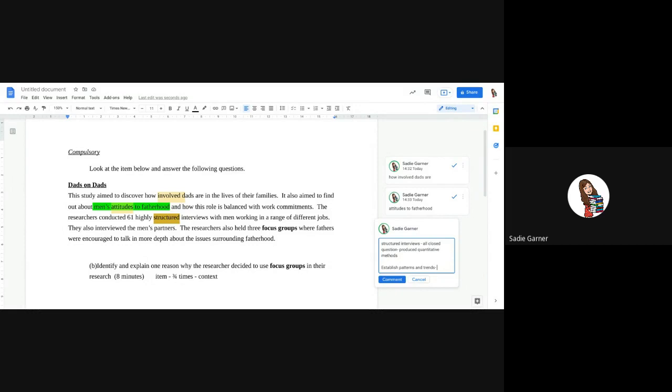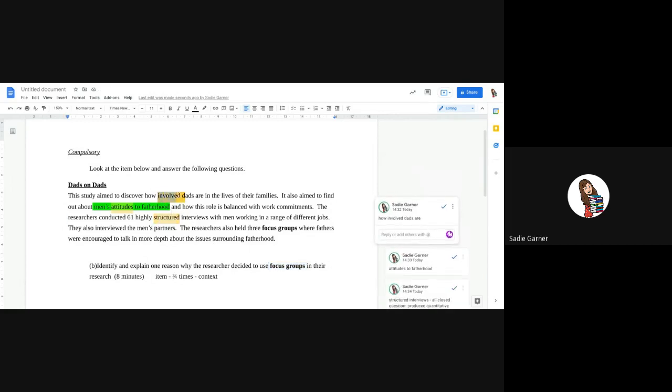Probably about their level of involvement, that part. You know, to what extent do they pick their children up? Do they take their children to, I don't know, swimming or lessons? So the structured interviews are all closed questions. They produce quantitative methods, and they will be there to establish patterns and trends. So probably their level of involvement. But the question is on focus groups, which is a qualitative method. But structured interviews are closed, and it probably helps us to understand the level of involvement physically.